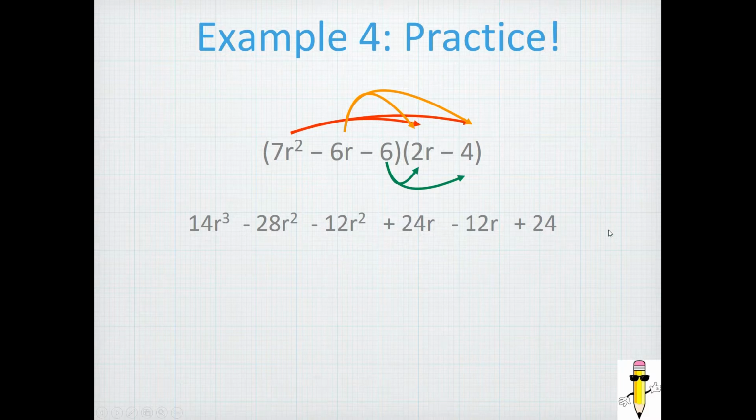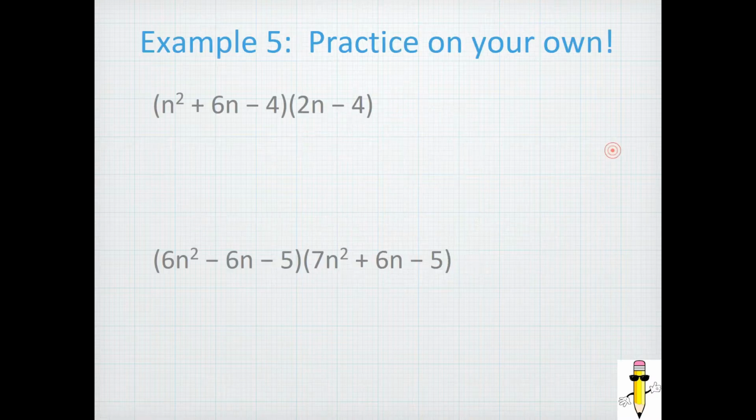Yep. And then again, we have to combine like terms. Identify the like terms on your paper real quick. And we'll do that. And our final answer should be 14r cubed minus 14r squared plus 12r plus 24. If you get stuck on any of this, please stop the video, come grab me, and let me re-explain it to you. Alright, example 5, we're going to practice on our own.